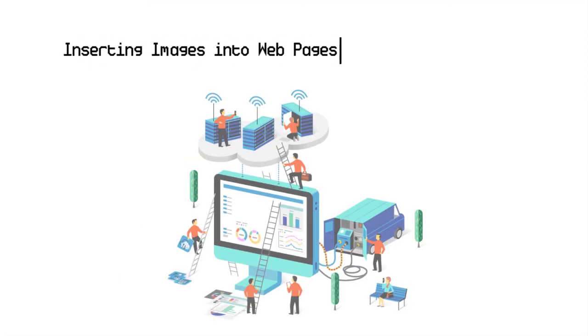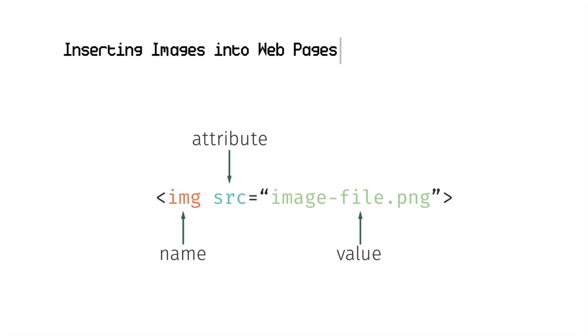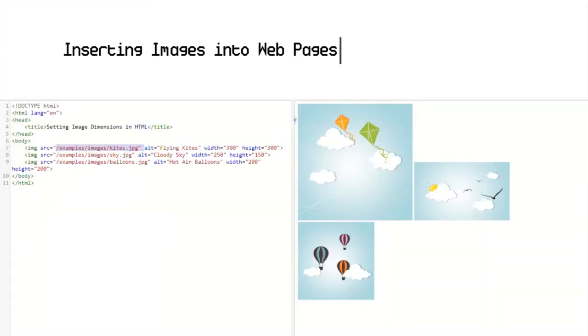Image. Enhance the visual appearance of web pages by making them more interesting and colorful. The image tag is used to insert images in the HTML document. It is an empty element and contains attributes only. Let's try to insert an image on the web page. Let's take a look at our image.